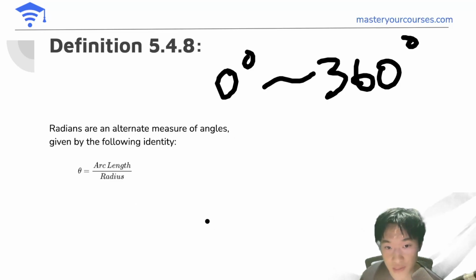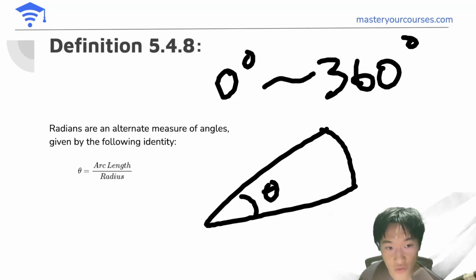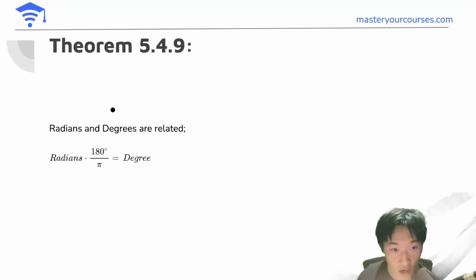If you think about an angle, an angle creates some arc in a circle, which means we can measure this angle by taking the ratio between this arc length over here divided by the radius, which is right here. And that gives us the specific angle necessary to create this sector. Now, radians and degrees are very closely related. Radians times 180 degrees over pi is equal to the degree.